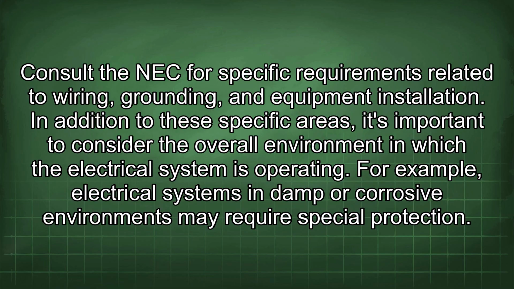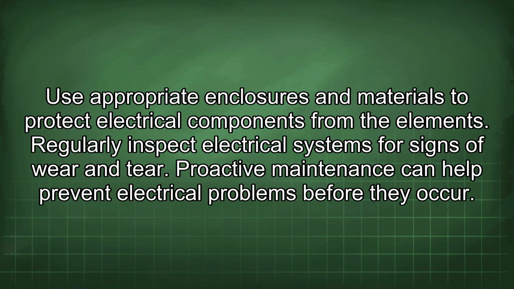In addition to these specific areas, it's important to consider the overall environment in which the electrical system is operating. For example, electrical systems in damp or corrosive environments may require special protection. Use appropriate enclosures and materials to protect electrical components from the elements.